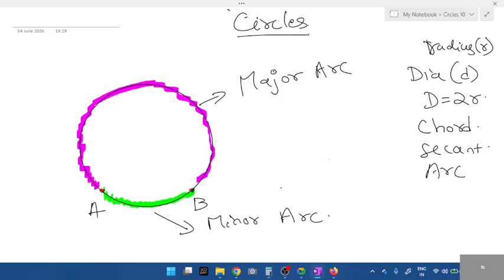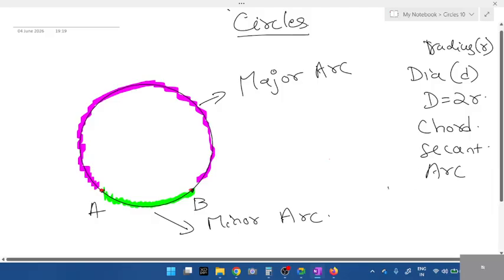So chord is done, secant is done. Next we'll have segment, sector. Is it clear?